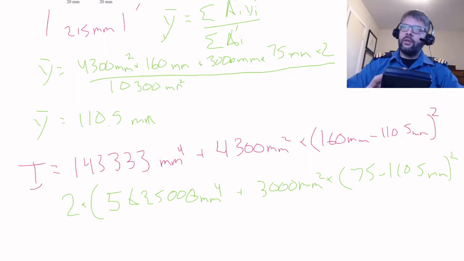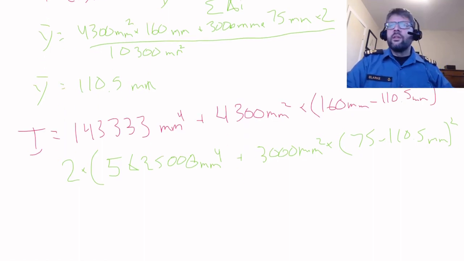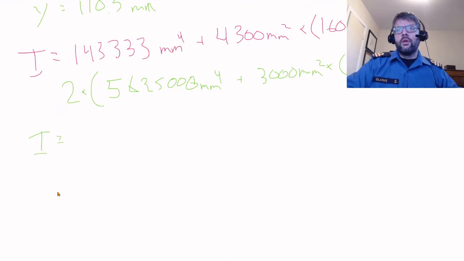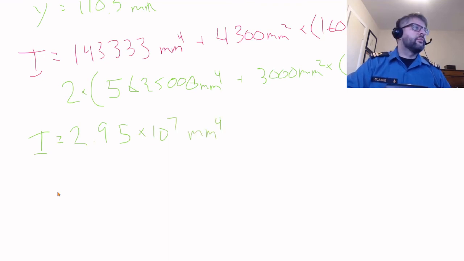So, bust out the old calculator. So that gives us an I value of 2.95 times 10 to the 7 millimeters to the fourth.